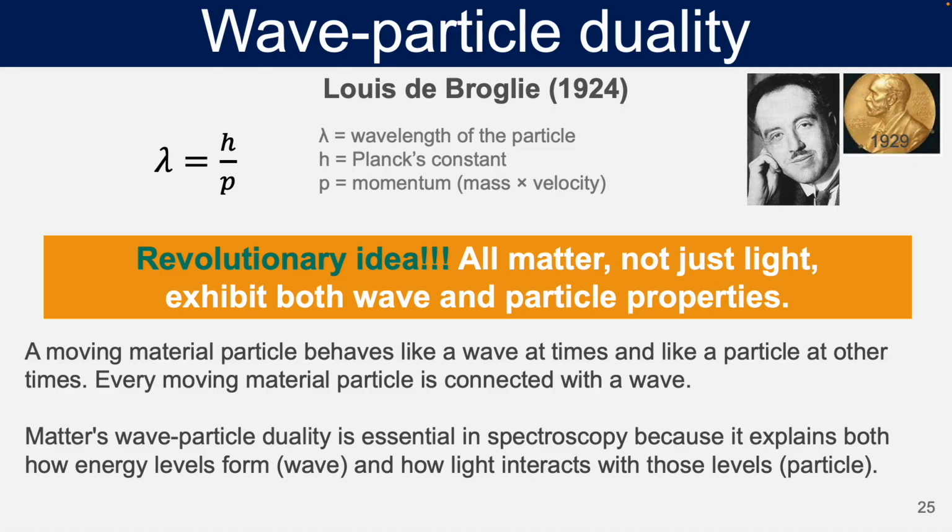This means not only photons but also electrons, atoms, even baseballs, in principle have wave-like character. Of course, for everyday objects, the wavelength is unimaginably small, so we don't notice it. But for electrons, the wavelength is comparable to atomic dimensions. That's why electron diffraction works and why quantum mechanics is essential. This duality of matter is absolutely crucial for spectroscopy.